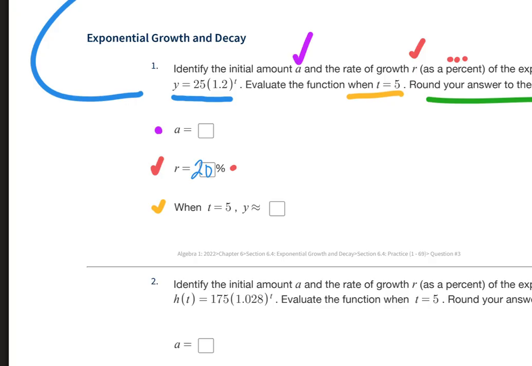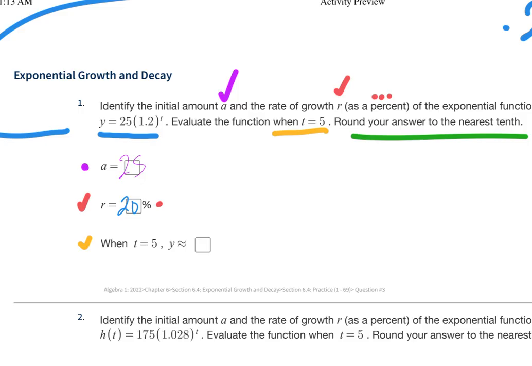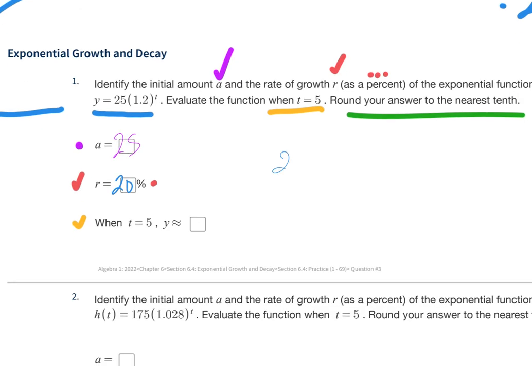I guess I could have answered that our initial amount was 25 right there, and now we just have to say, okay, what happens when t equals 5? Well, it looks like this. 25 times 1.2 to the 5th power. Now, I'd mentioned doing this on Desmos. If you just flat out refuse to do it on Desmos, what you could do is say, well, 1.2 is really 1 2/10, which is 12 tenths, which is 6/5. So 6/5 to the 5th power.